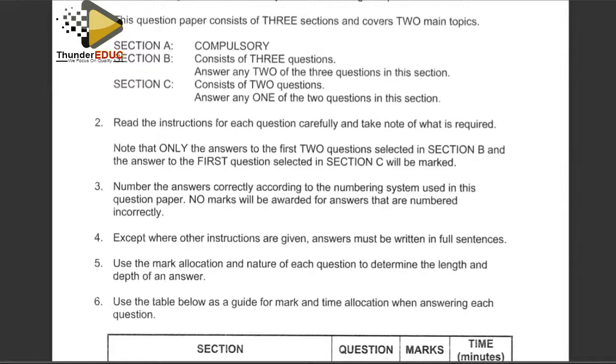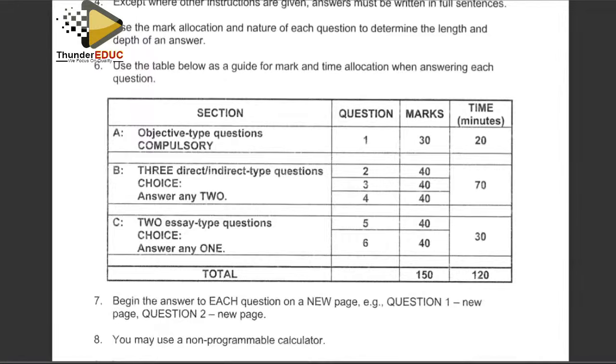Okay, right. So now, also we have instruction 6, where we have sections given. Section A, which is question 1, 30 marks, and you're expected to spend 20 minutes. And then section B, we have 3 questions, and you're expected to select 2 questions, of which 1 question carries 40 marks. So 2 of them are going to carry 80 marks. Then you're expected to spend 70 minutes. And last section, we have section C, where you're supposed to select only 1 question consisting of 40 marks, and the expectation is to spend 30 minutes.